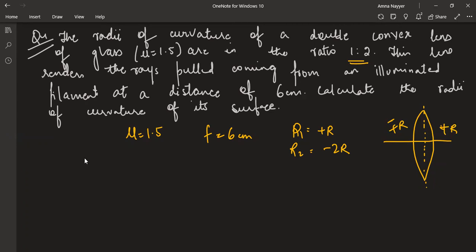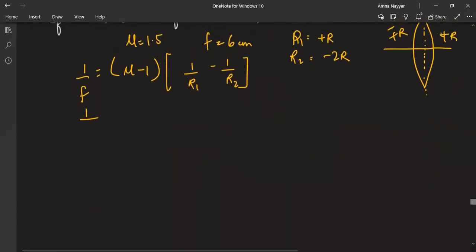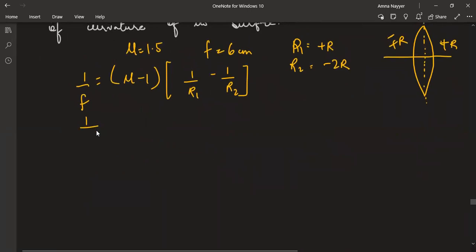So if you keep it in the lens maker formula, 1 by F is equal to mu minus 1, 1 by R1 minus 1 by R2. See, all these are previous year's questions. So do not ignore these when you are revising after the class notes. Do look at these questions also.